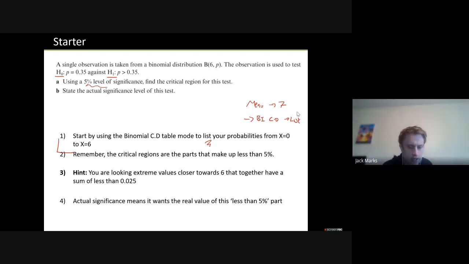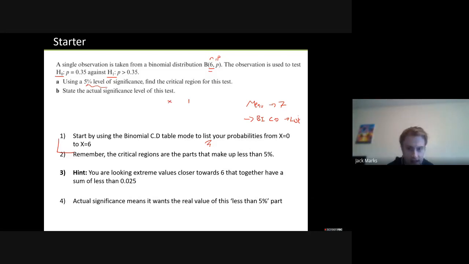If you don't know what the critical region is, you may wish to try this. You can put down 0, 1, 2, 3, 4, 5, 6, something like this in your table. Well, n is the first number that goes in this bracket here, and p is this number. The p that we're looking at is 0.35. So I could put in 6 there and 0.35.